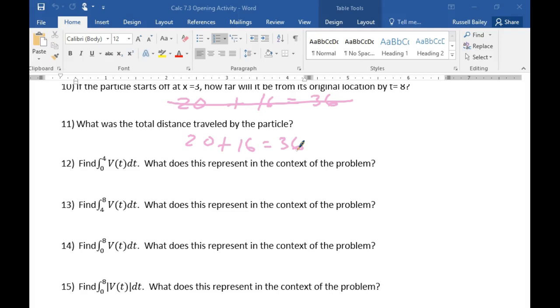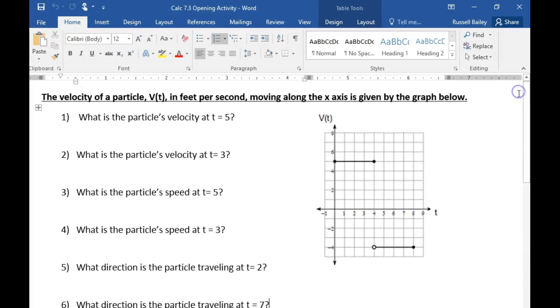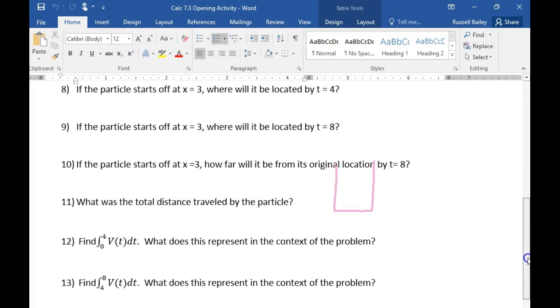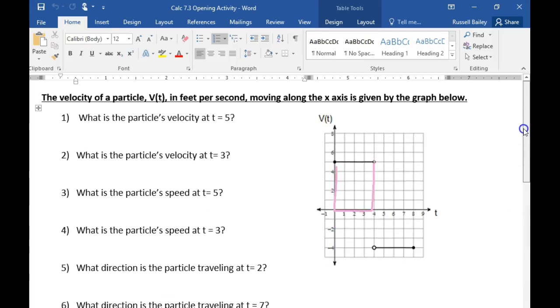Find the integral of v of t from 0 to 4. Now, hopefully at this point you guys know that means the area under the curve, right? So let's go back up here. And if I wanted to find the area under this curve from 0 to 4, that's pretty easy because it's just a rectangle. Okay, good. And what do we get? 20. All right. The next question asks us to find the integral from 4 to 8.